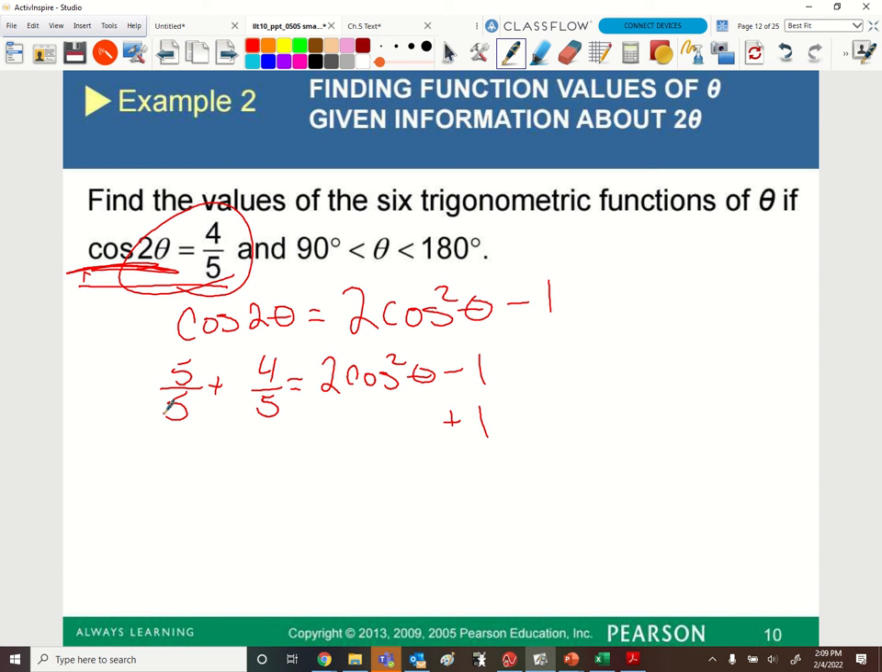So the common denominator is going to be 5, right? So 5 over 5 is still the 1. I'm still going to add 1, but it just looks funny. And so what do we get when we add those together now? 9 over 5 is equal to 2 cosine squared theta, right? What is that 2 doing to my cosine? Multiplying. How do you undo a multiply?